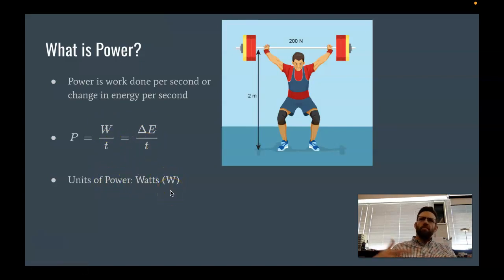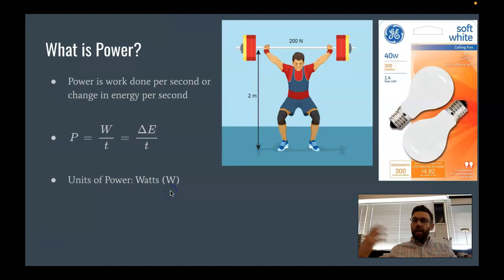Now, watts might be a term that you've heard before if you've ever seen a light bulb. So you might hear of 40-watt light bulbs or a 60-watt light bulb. Right? That's how much power the light bulb is using. All right, and so you'll see many different light bulbs that have different watts and things like that. But that's just how much power it uses.